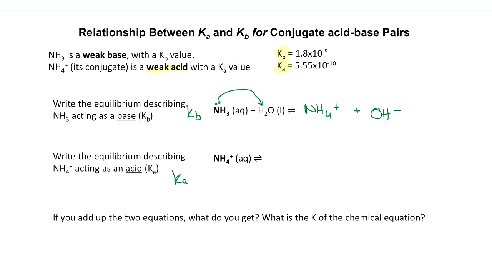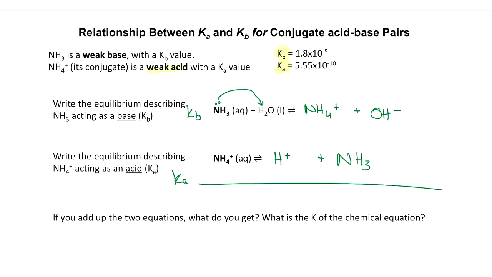Now let's write the Ka expression for the conjugate acid, ammonium. So NH4+ acting as an acid. Acids do what to protons? Donate them. So when we write the equation, we want to pop one of those H pluses off. So H+ is a product, but what else is a product? NH3, perfect. So let's do some manipulation of K expressions, Hess's law type stuff.